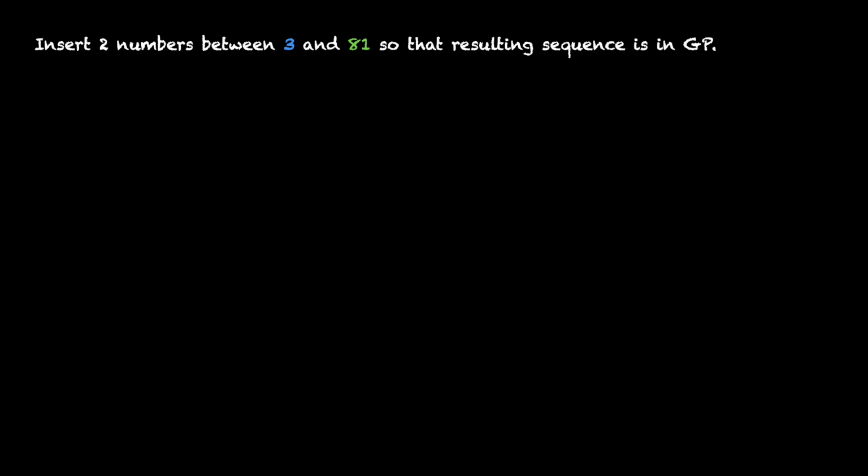The question is, we need to insert two numbers between 3 and 81 so that the resulting sequence is in GP. What they're saying is, we have 3 and then we have 81 and we need two new numbers that come between 3 and 81 that form a GP. Okay, do you want to give this a shot?